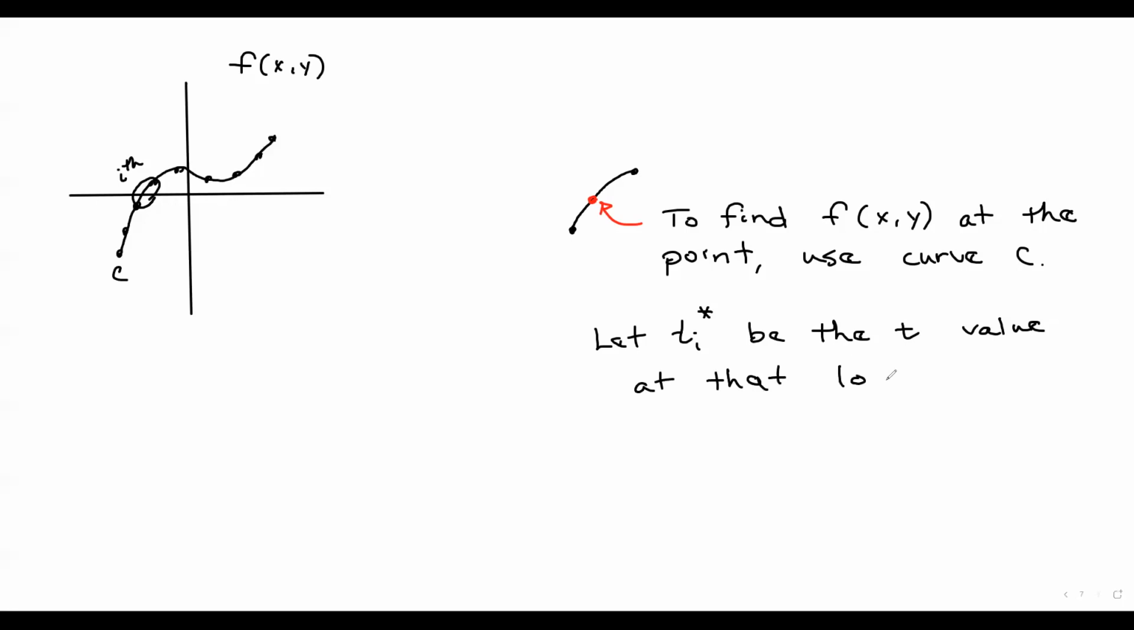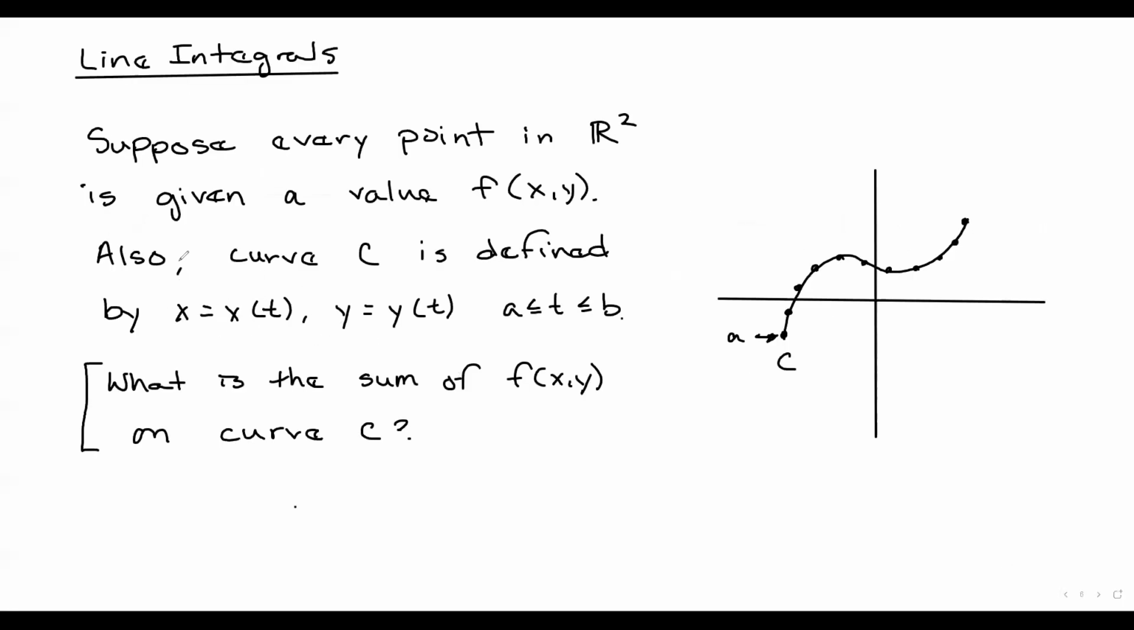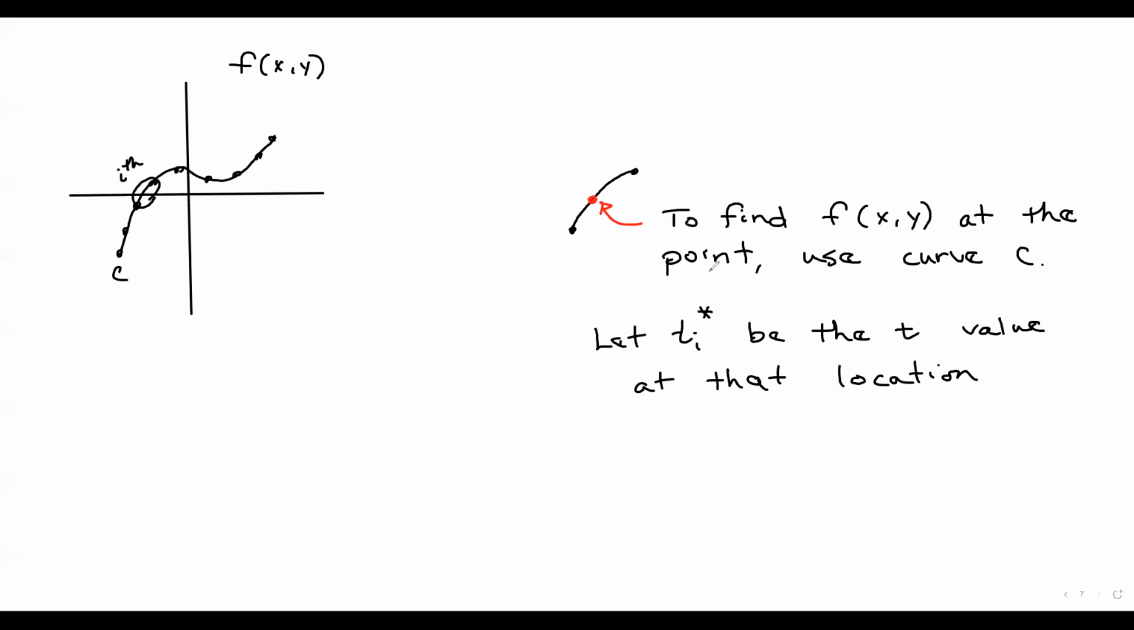At that location. You say t value, what t value? What are you talking about? Where does t come from? It came from our curve being defined parametrically in terms of x of t and y of t, where t varies from a to b. Since our curve is defined in terms of t, we can let t sub i star be the t value at that spot.